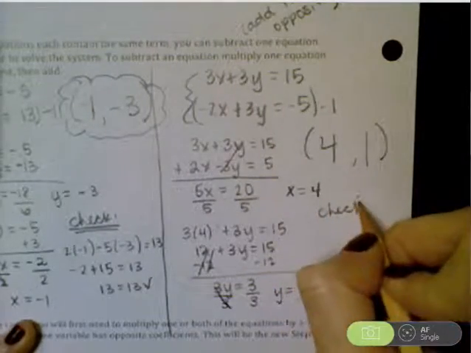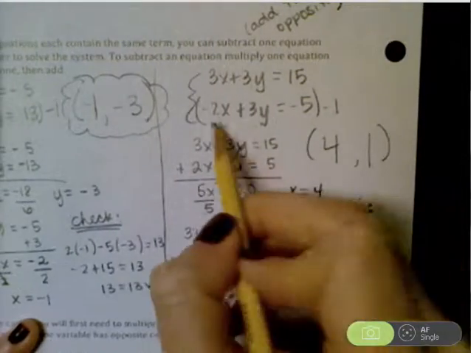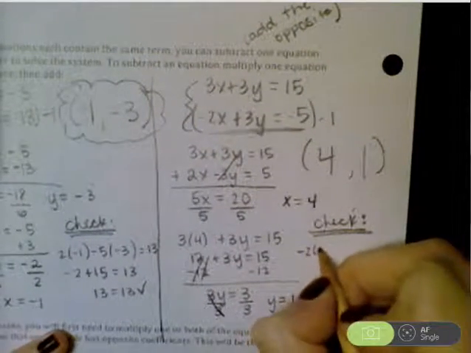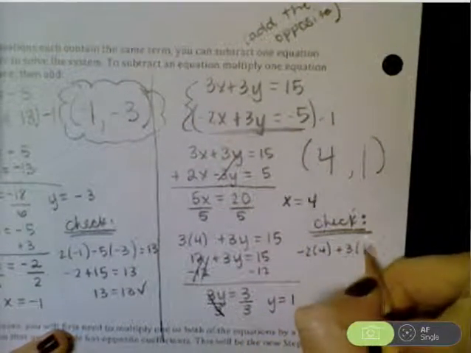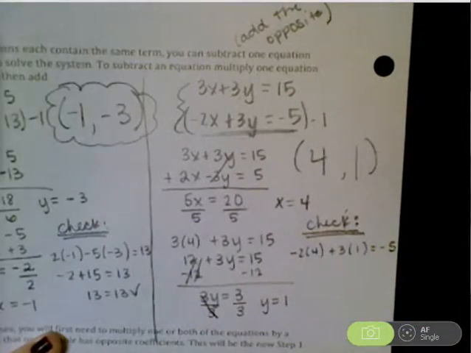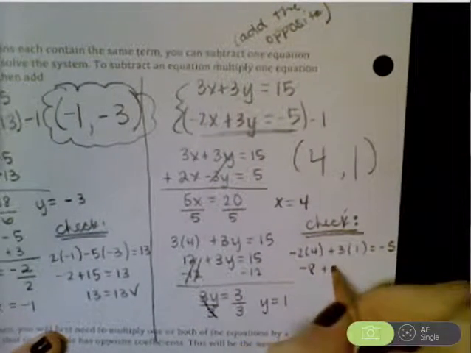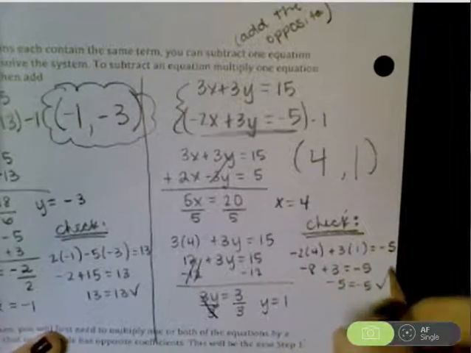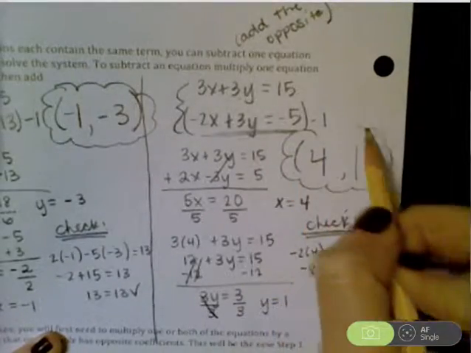Now just check it with the other equation. So we're going to check it with the second equation. -2 times 4 plus 3 times 1 should equal -5. So -8 plus 3 should equal -5. Does that work? Yeah. So I know for sure this is the right answer.